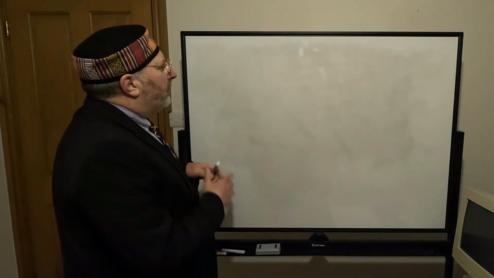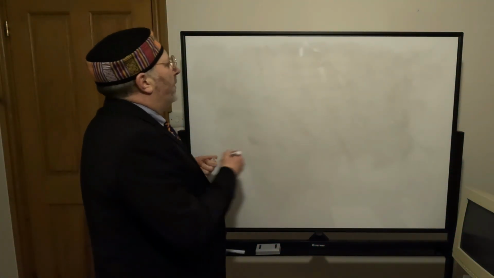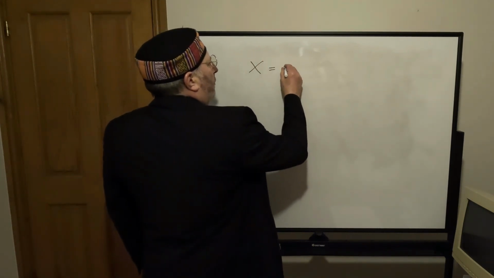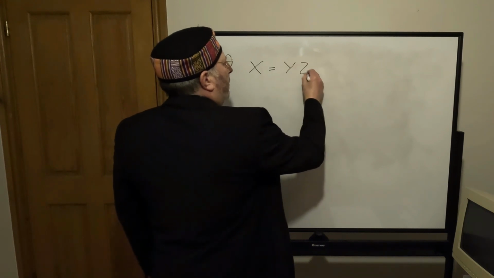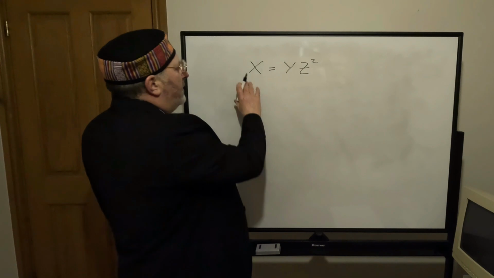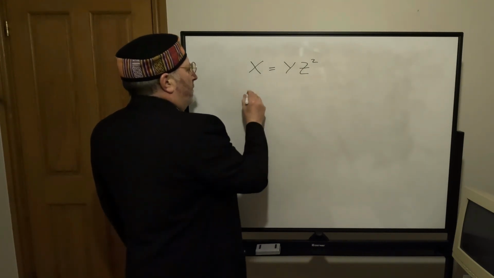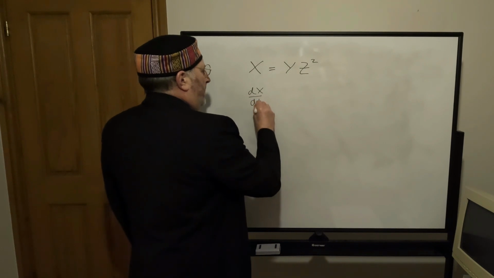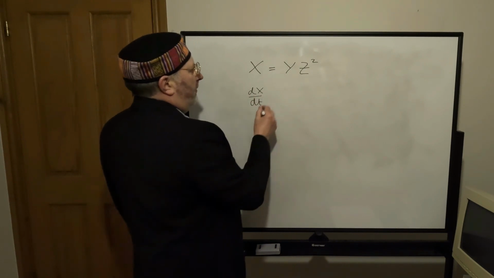So now let's look at this technique. Supposing we have an equation like this, x equals y times z squared. And we're interested in the rate of change of x. So we're interested in dx by dt, rate of change over time.